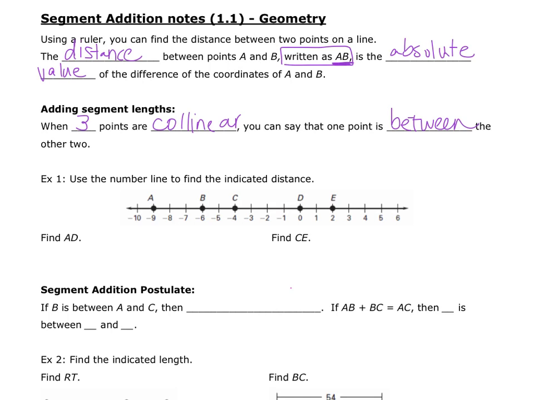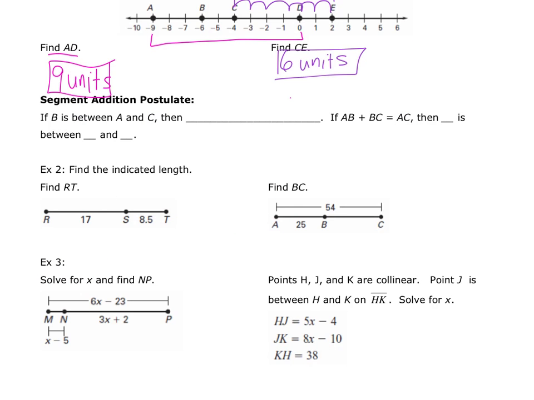So for example, if we use this number line and we want to find the distance from A to D, we can count the spacing between them. So that would be 1, 2, 3, 4, 5, 6, 7, 8, 9. So this would be 9 units. For CE, if we go from C to E, we would have 1, 2, 3, 4, 5, 6 units. So that's the basic explanation of the distance between two points, or if we're adding them together.